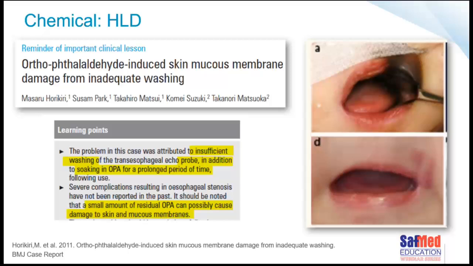Very, very important to rinse off the high-level disinfectant correctly, because you can damage, hurt, burn tissue really, really badly if we don't rinse off the high-level disinfectant.